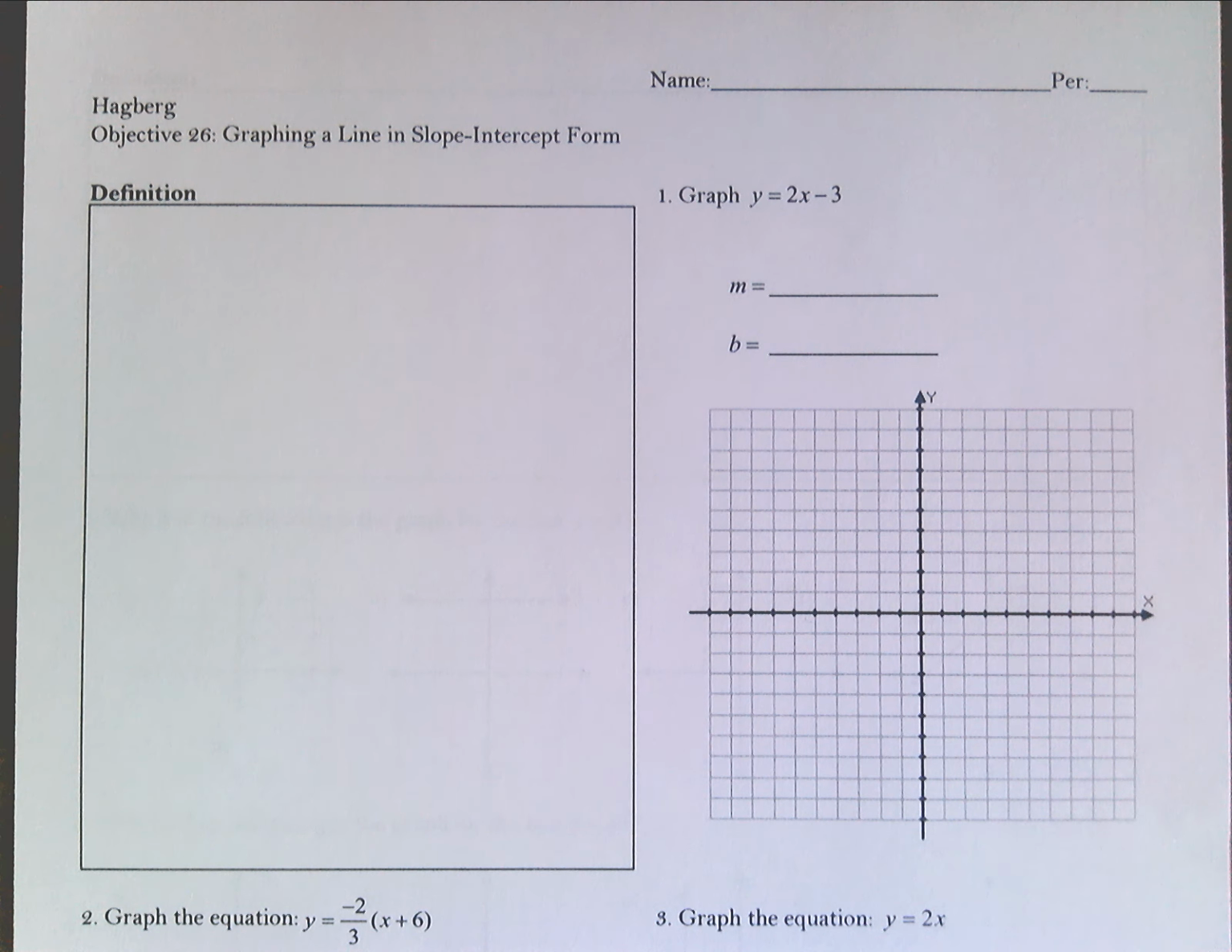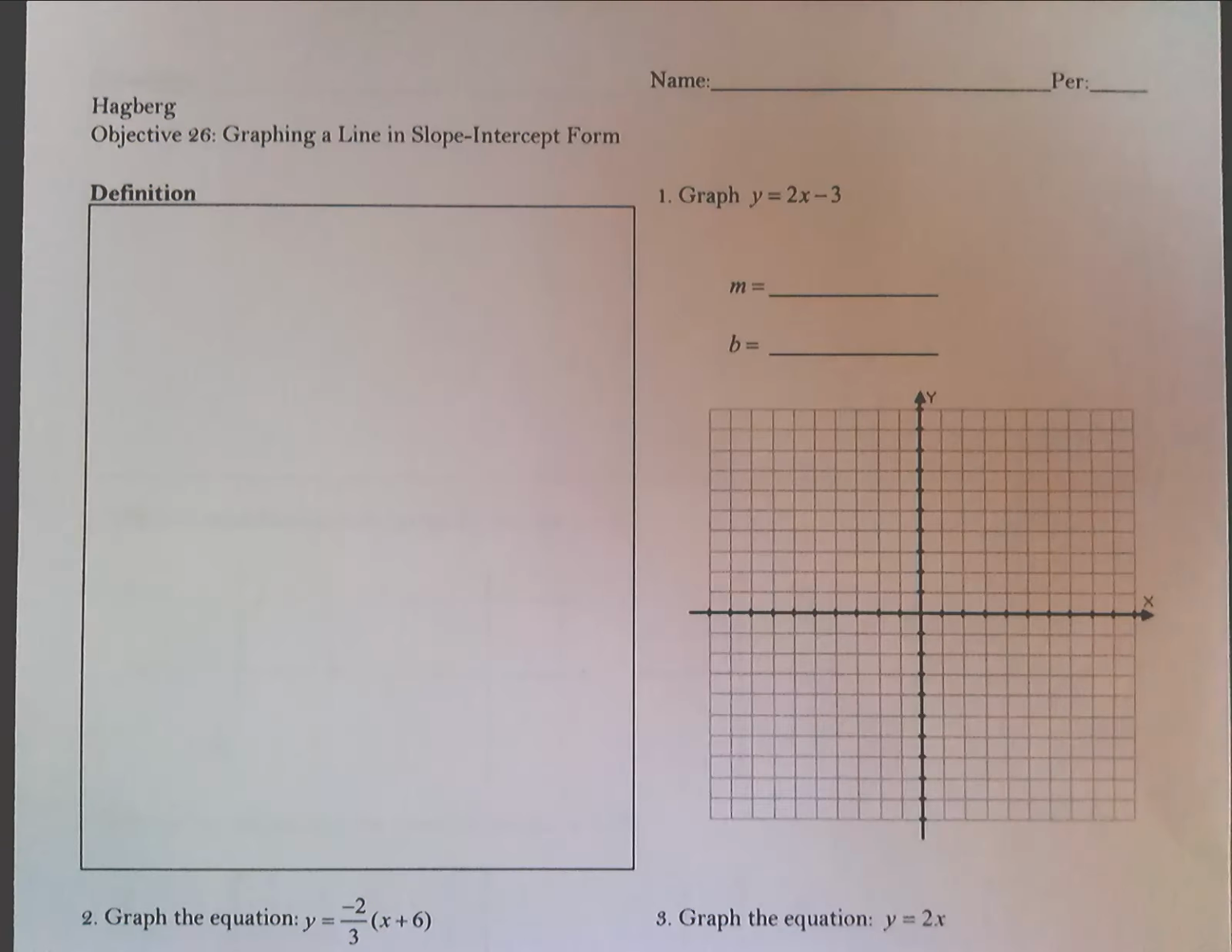All right, here we go with objective 26, graphing a line in slope-intercept form. This is the first objective of our last unit of the semester. So the last unit is unit E on graphing. That's our last unit for the semester, and we're going to begin that with objective 26. So slope-intercept form, that's the first thing that I want to define here.